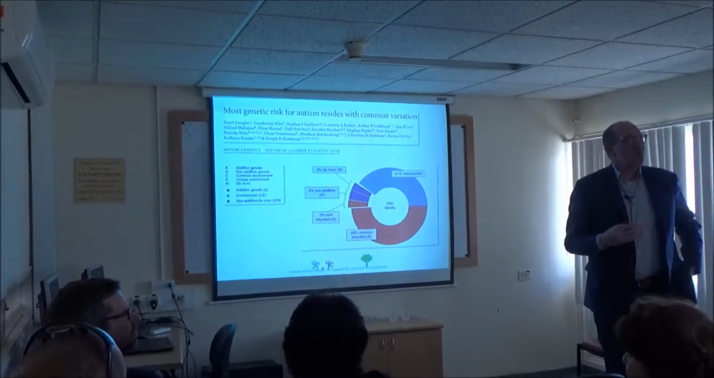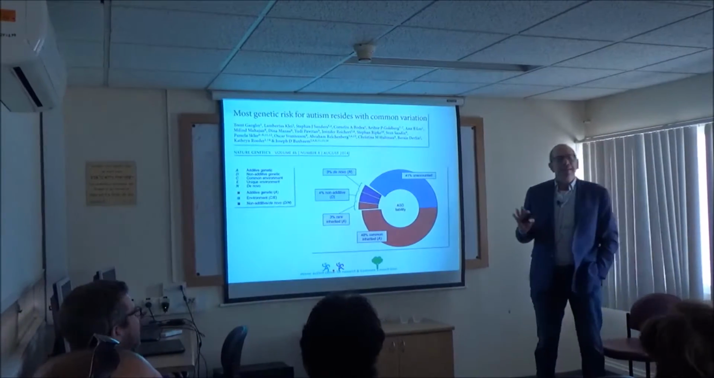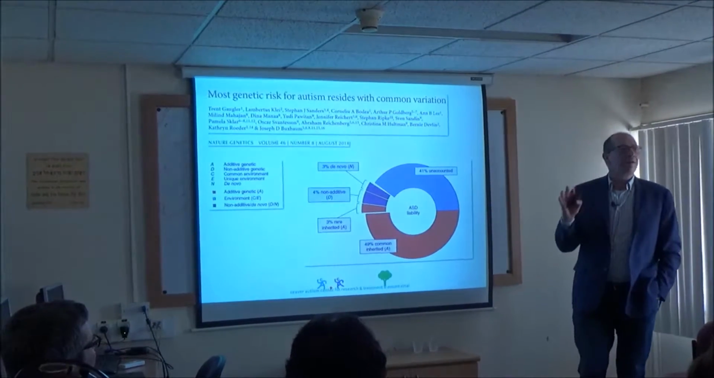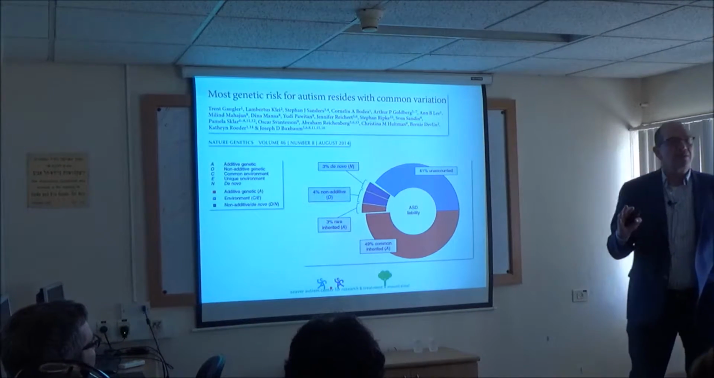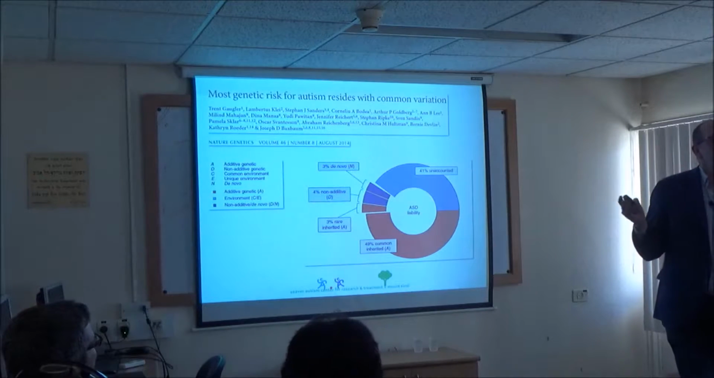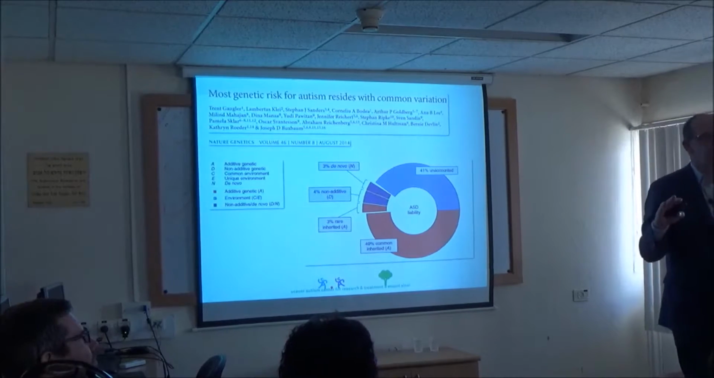This picture has become quite famous. It's been repeated by a lot of people, and it kind of tells us what we think we know about the architecture of autism. So what you can do is, this is a national sample from Sweden. You can take individuals with autism, you can genotype them, you can look at their family relatedness, and you can estimate how much different factors contribute to risk.